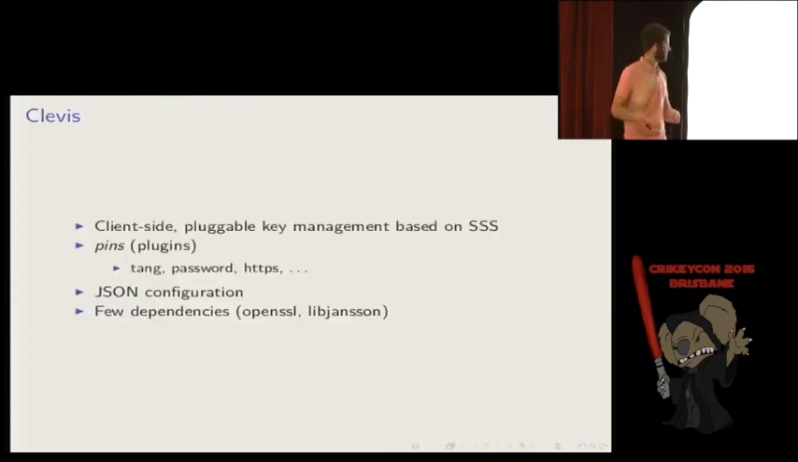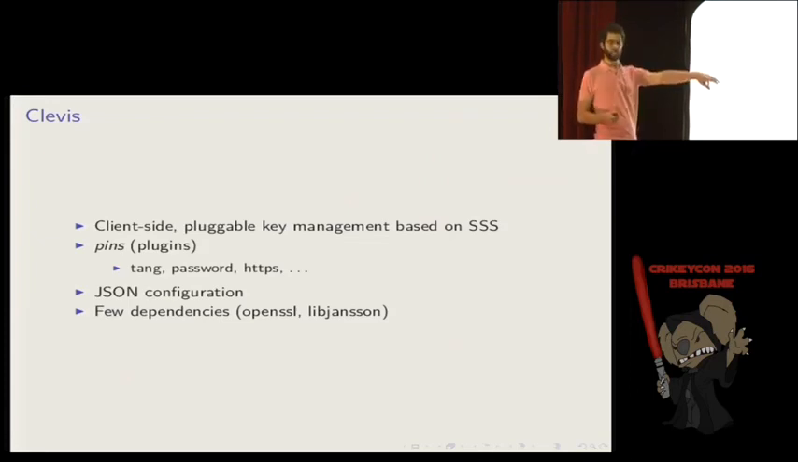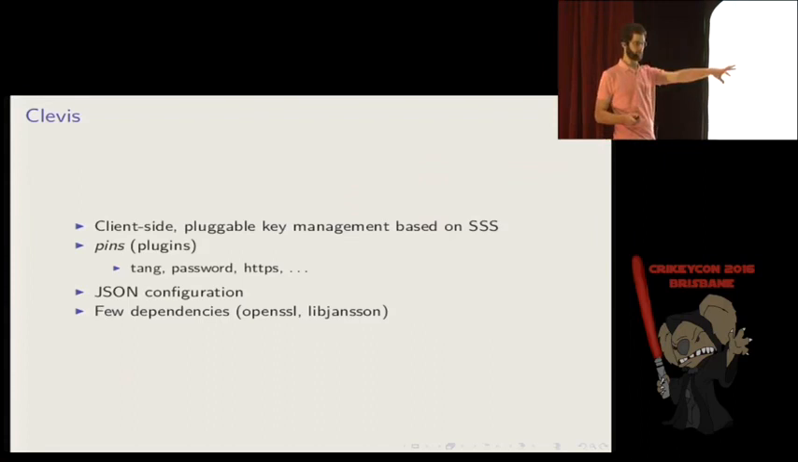So Clevis is a client-side pluggable key management system based on Shamir secret sharing. The plugins are called pins, and we currently have plugins for Tang, password, and HTTPS. So it's just where you put the secret to an HTTP server, HTTPS, and then when the acquisition phase occurs, we just do a GET to get that secret back. It has JSON configuration and very few dependencies.